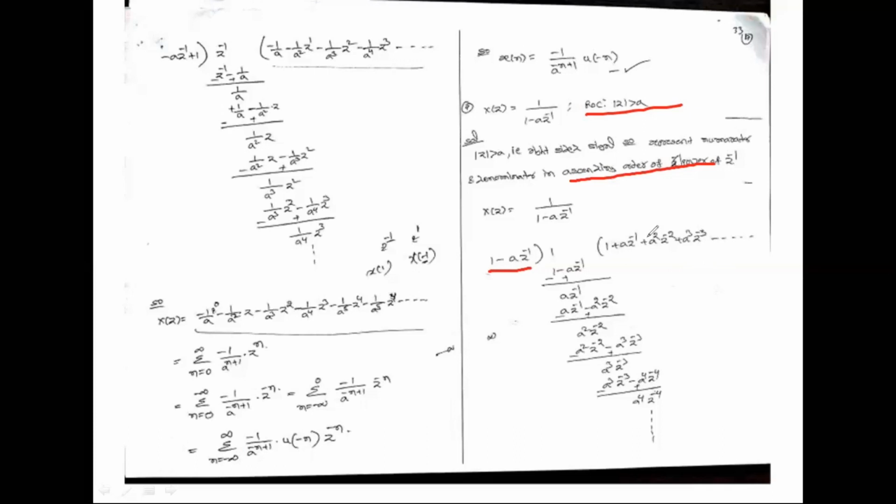Here we have Z power 0, Z power minus 1, Z power minus 2, and so on. Now write the summation: the sum of n equal to 0 to infinity, because it is Z power minus n. A power 0 is 1, then A power 1, A square and so on: A power n, Z power minus n. The sum from n equal to minus infinity to infinity of A power n u of n, Z power minus n. Changing the limit from 0 to infinity into minus infinity by including u of n, because its value is 1 in the range of 0 to infinity only.